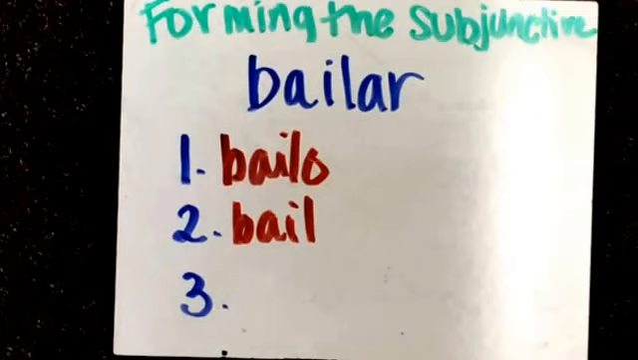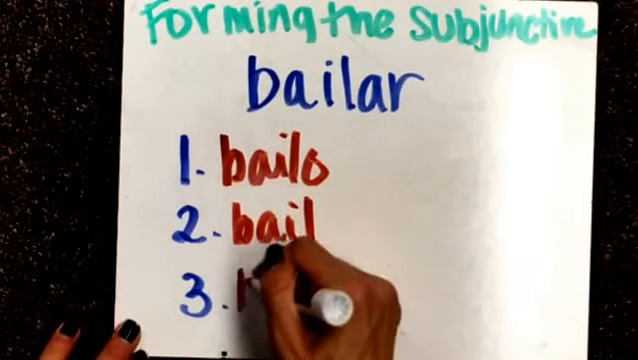So if we wanted to say yo sugiero que tú, and we want to use the tú form of bailar in the subjunctive, we would get bailes.